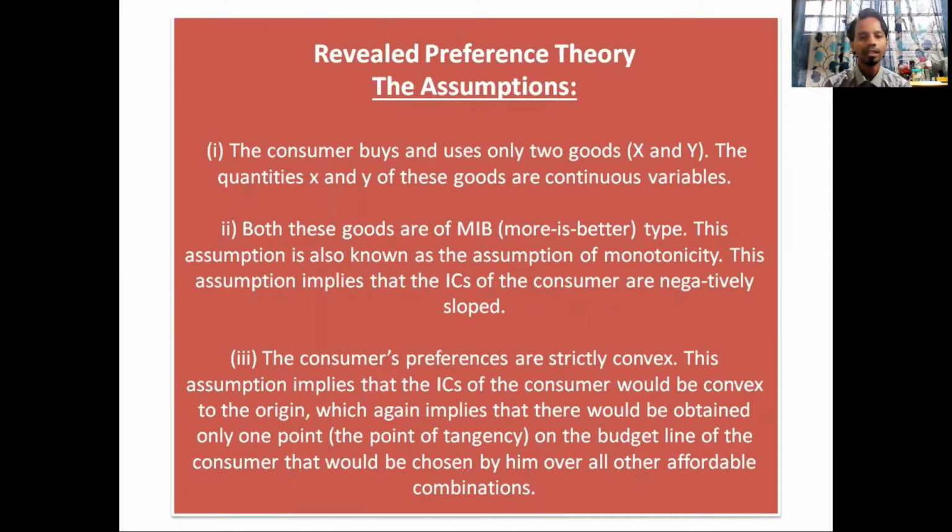The quantities X and Y of these goods are continuous variables, meaning that the quantities X and Y of these goods are not constant, but rather can change. They are not fixed, but rather there is a chance of variation. So that's what the first point is trying to say.